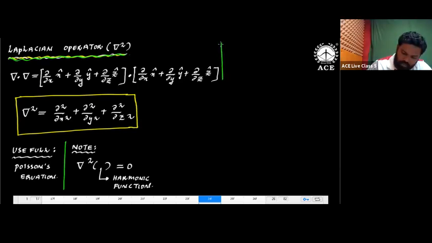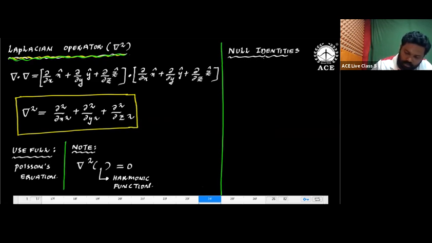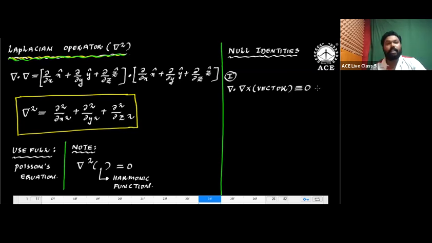And one more thing here, there are some null identities which are taken from vector calculus. Later we are going to use these things, null identities. There are two null identities. First one is divergence of curl of a vector is always 0. I am putting the three lines, it is equivalent. You can take any vector, this is true. Divergence of a curl of a vector is always 0.